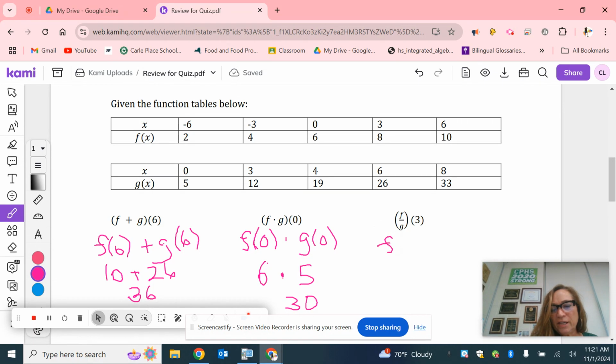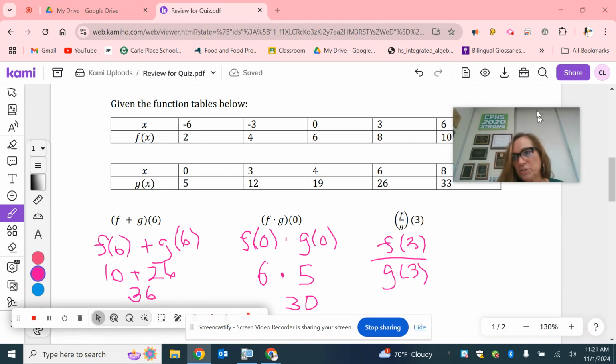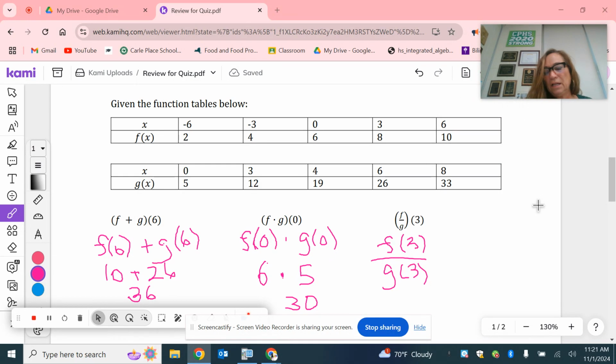This means division. So I'm going to find the answer for f of 3, and I'm going to divide it by the answer for g of 3. All right, so f of 3 is 8. g of 3 is 12. 8 divided by 12, you can write that a couple of ways. I just simplified it to 2/3 by pulling out the greatest common factor of 4.